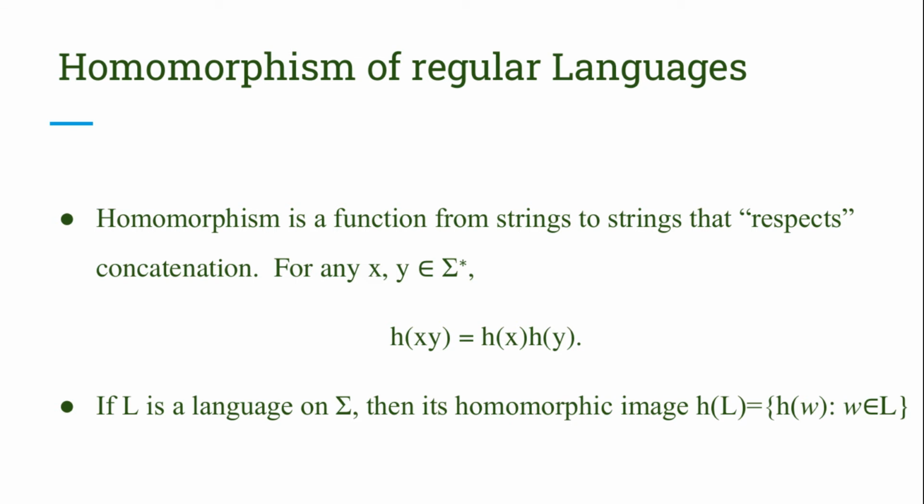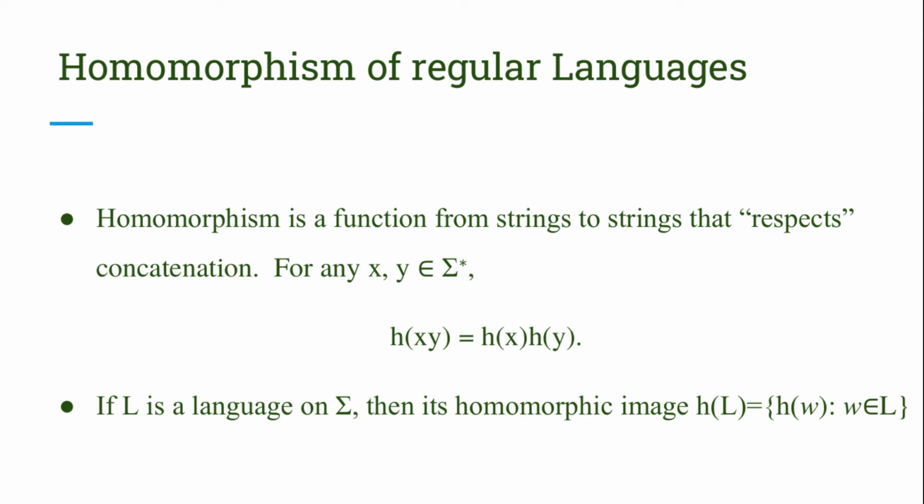Regular languages are closed under all set operations like union, intersection, complementation, etc. Consider a property of regular languages, homomorphism. Homomorphism is a function from strings to strings that respects concatenation. That is, for any x, y element of sigma star, which represents the set of all strings, h of xy equals h of x concatenated with h of y. Any such function is called a homomorphism.